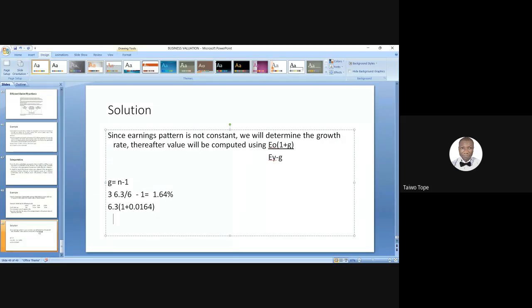When you divide this, the earning yield will be what? That is the cost of capital, 12%. So 0.12 minus what? The growth rate, that is 0.0164. The result will be what? When you do your computation, your result will be what?